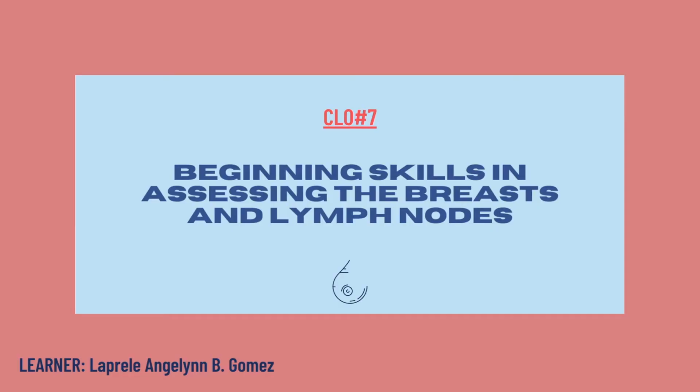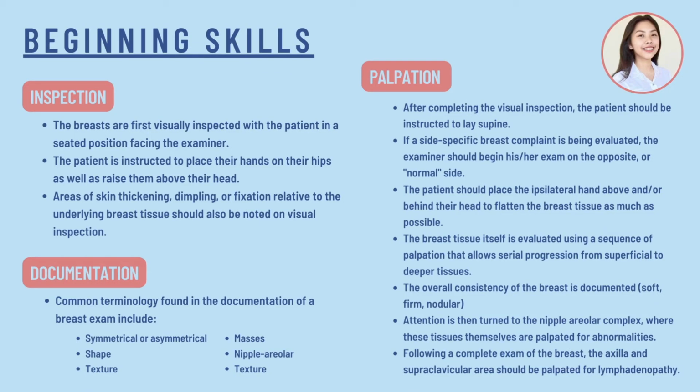For the seventh course learning outcome, we have the beginning skills in assessing the breasts and lymph nodes. Practitioners use many techniques with success, and each examiner will likely develop his or her preferences. Regardless of which approach is utilized, it is important always to follow a consistent pattern to minimize the likelihood that anything is missed. These techniques include inspection, palpation, and documentation.